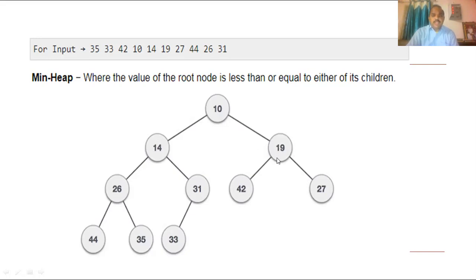Is there any element less than 19? No. 42 and 27 are not less than 92. Then this is also a minimum heap. Clear? Then 26 is a minimum heap of 44 and 35. 31 is a minimum heap of 33. So this is called a minimum heap.